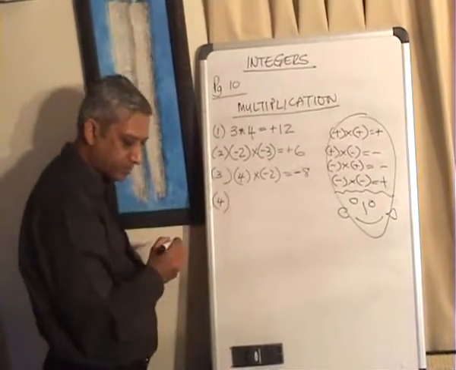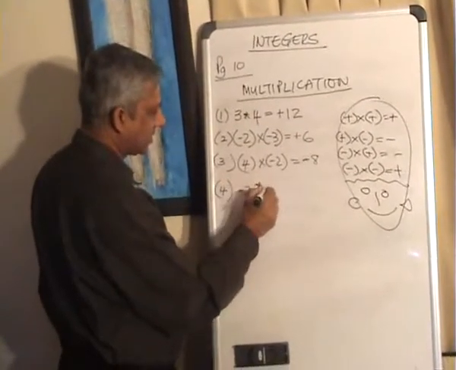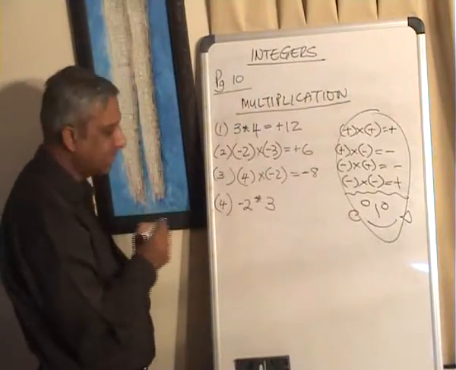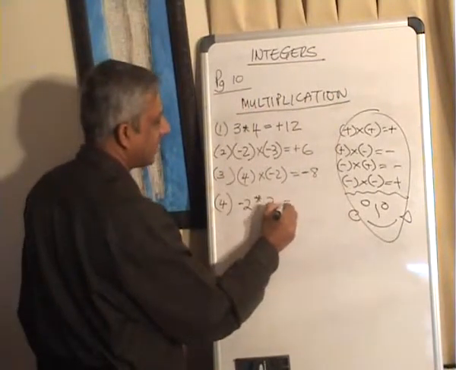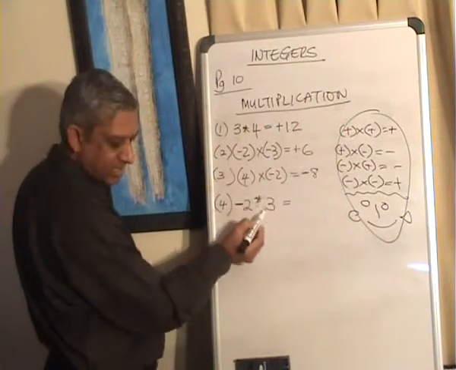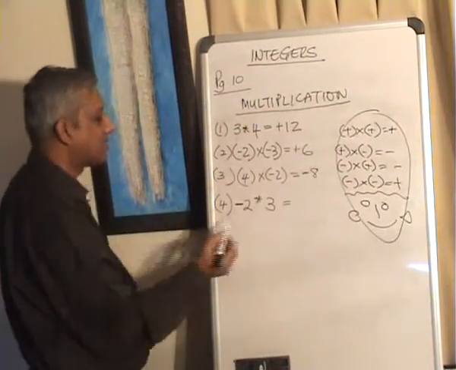Number 4, you got minus 2 asterisk 3. Well, an asterisk means you must multiply. So that's a minus. Now here, no sign is written. Well, it is understood to be plus.